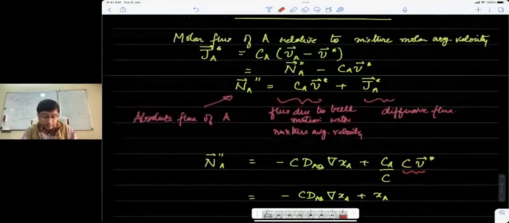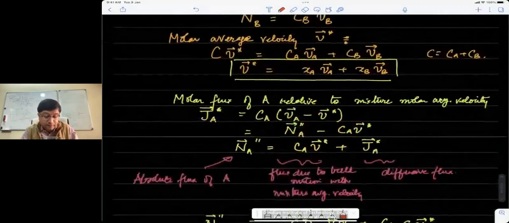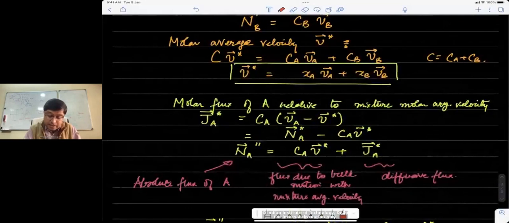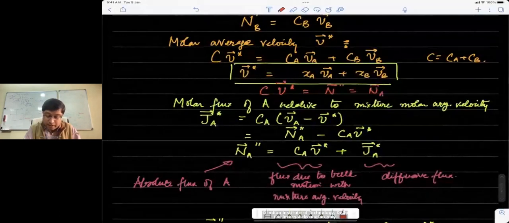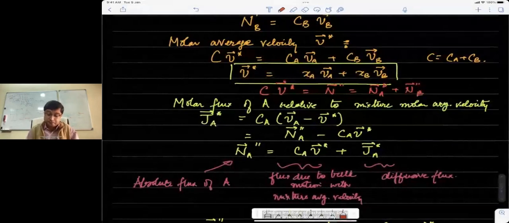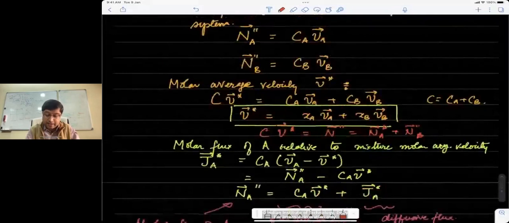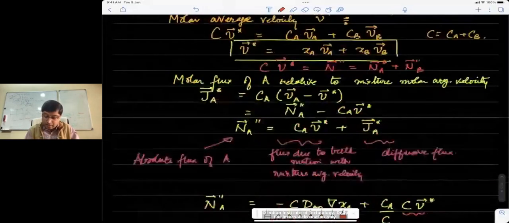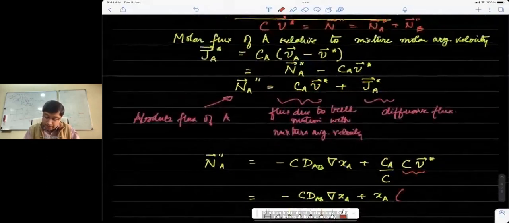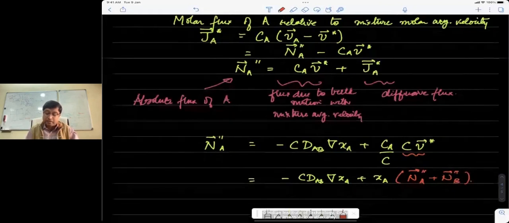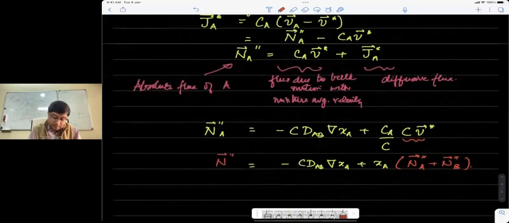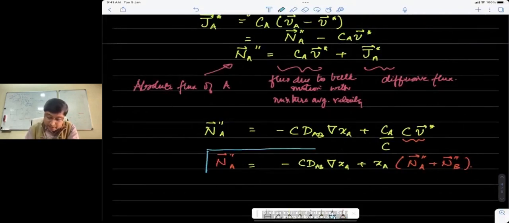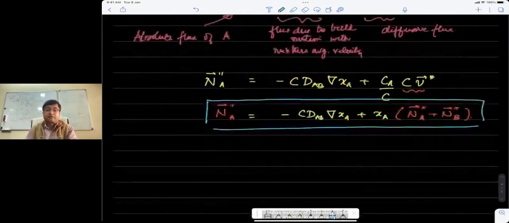Remember, when I wrote it here, I should have mentioned this. I did mention actually. I said if you multiply V star with C, the total concentration, you would get the total flux, because that is the sum of N double dash A plus N double dash B. N double dash A was CAVA and N double dash B is CBVB. So that is the total flux. So CV star is the total flux, which I can just say is N double dash A plus N double dash B. And this is N double dash A.